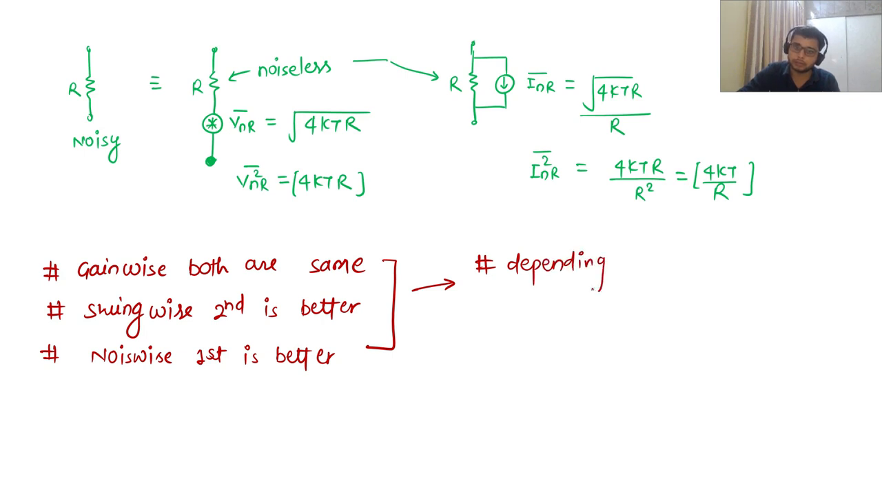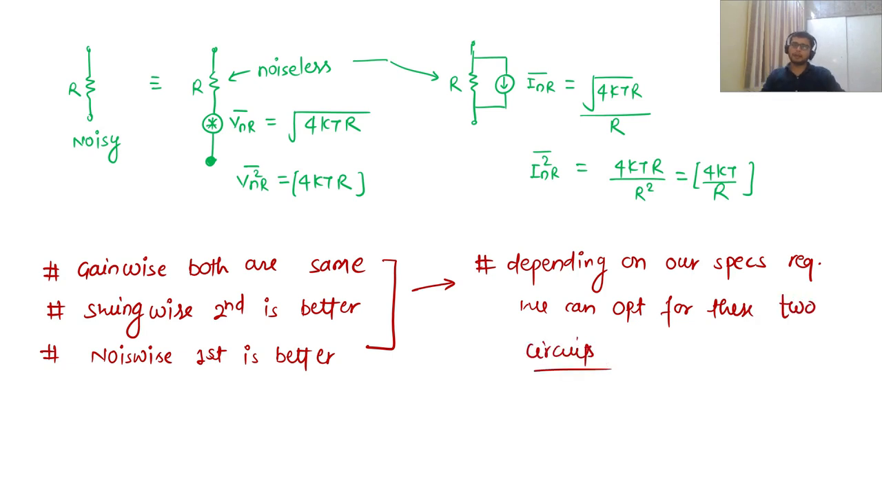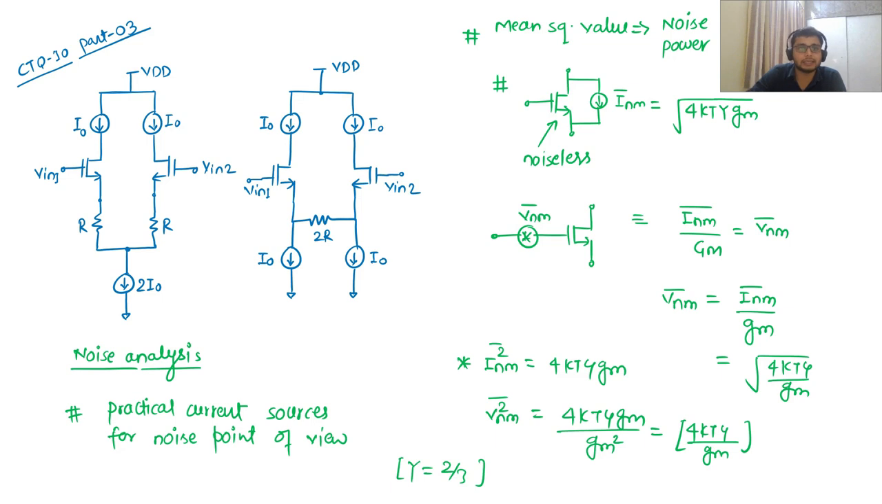Depending on our specs requirement, we can opt for these two circuits. And there are many other limitations. When we go for better noise performance, I'm not exactly saying what is happening from the noise point of view. But when we consider the tail current source noise, the second circuit is contributing some noise to the output, whereas the first circuit is not. There are other components also, but the circuits are more or less identical. So whatever the contribution of this noise and the current source noise, they will be affecting the output equally. Now see this noise contribution of resistor one.